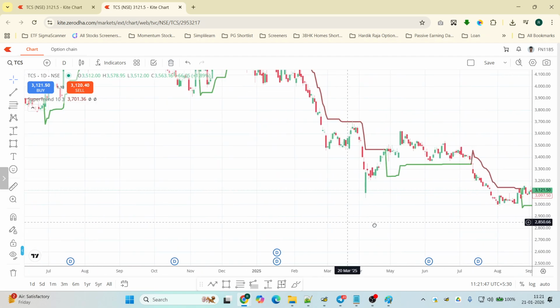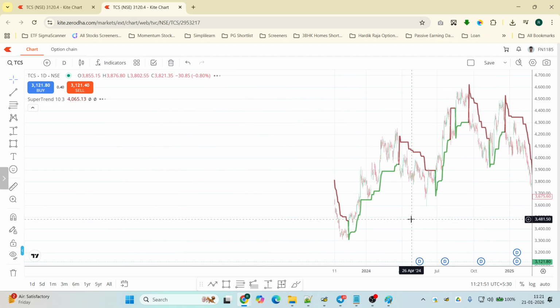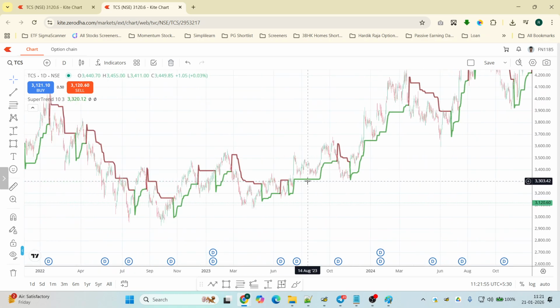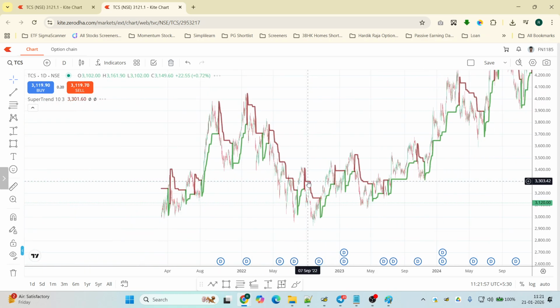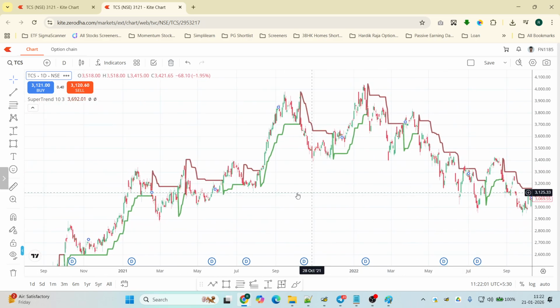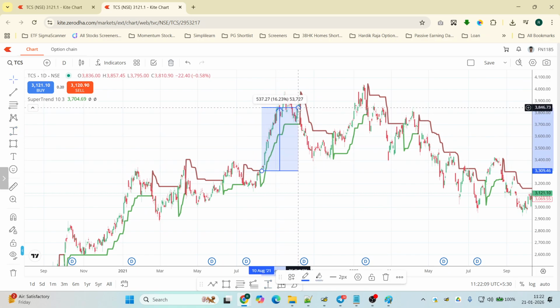just give me a minute guys, I'll show you. So here you can see this particular area, the super trend has changed color. So if you had entered somewhere around here, you would have captured somewhere around 16%. So as you go higher, you will get more returns, guys.